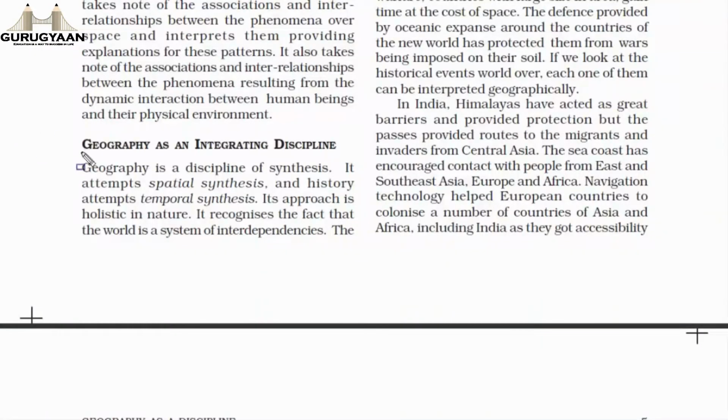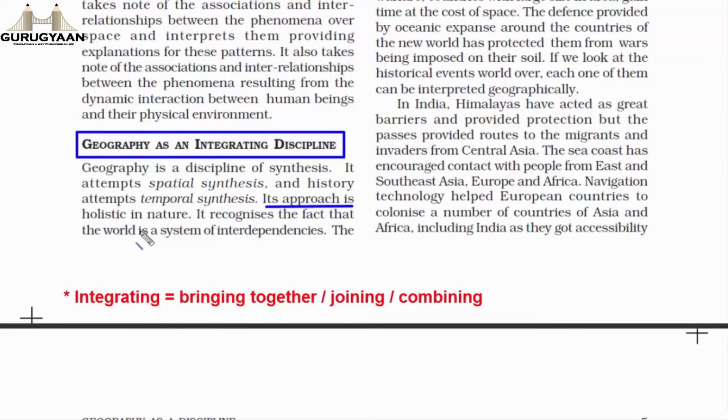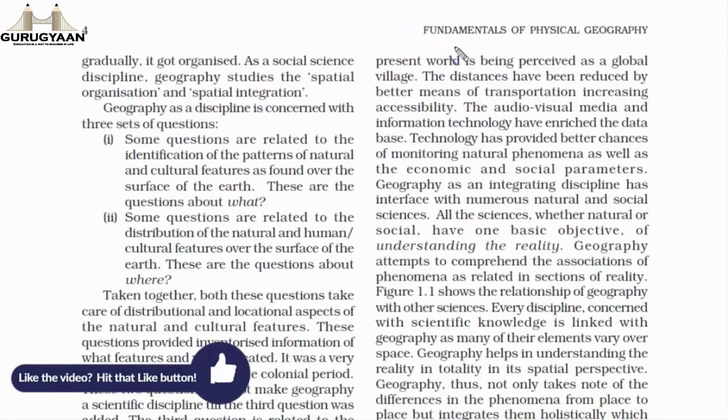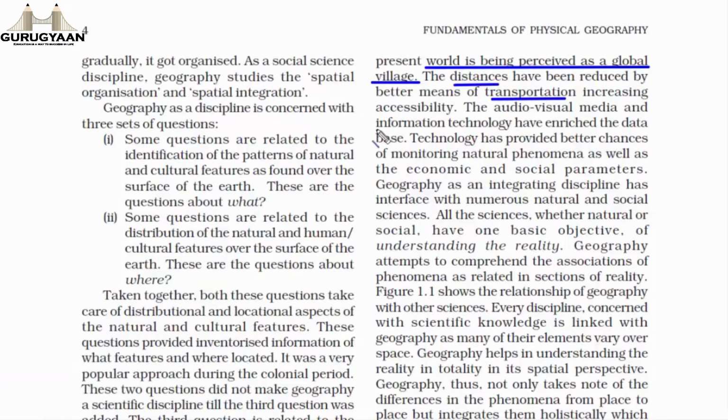Now we're going to read about geography as an integrating discipline. Always remember, the meaning of the word integrating is bringing together, joining, combining. And if you see, geography does that work pretty smoothly. It sees the world as one giant global village. Because in geography, we get to read about so many things like distances, routes, transportation, technology and communication, then economy, population, etc.